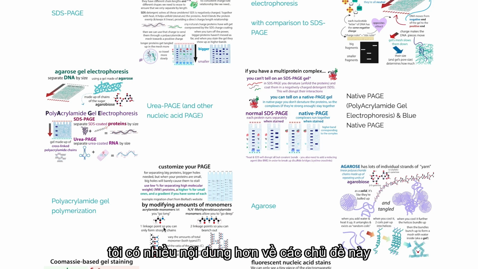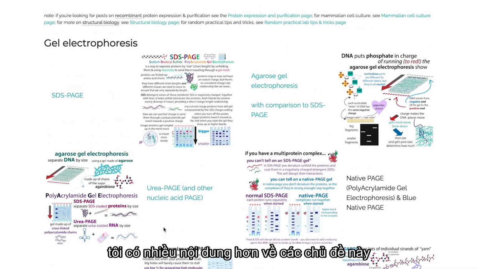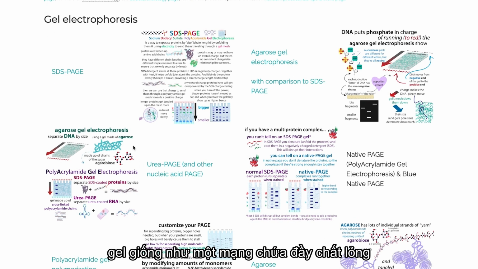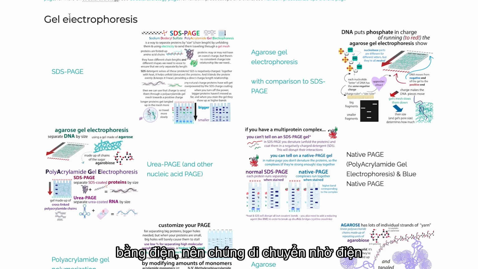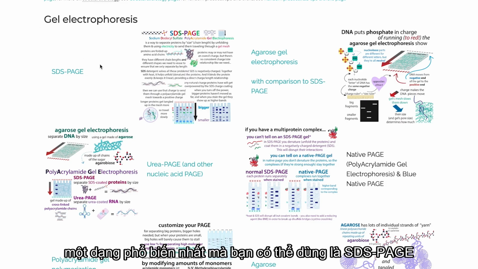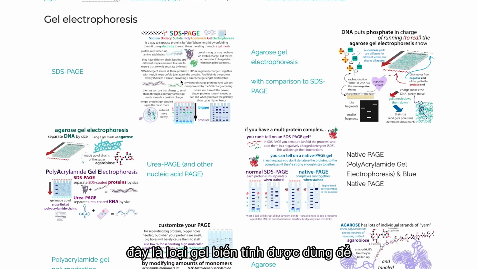And so I have much more content on these sort of things. But basically, these gels are just going to allow us to separate the molecules. So a gel is just kind of like this mesh filled with liquid, and we're going to send the molecules through using electricity. So they're moving based on electricity, so we call it gel electrophoresis. One of the most common forms you'll probably be using is SDS-PAGE. This is a sort of denaturing gel that we're using to separate proteins.